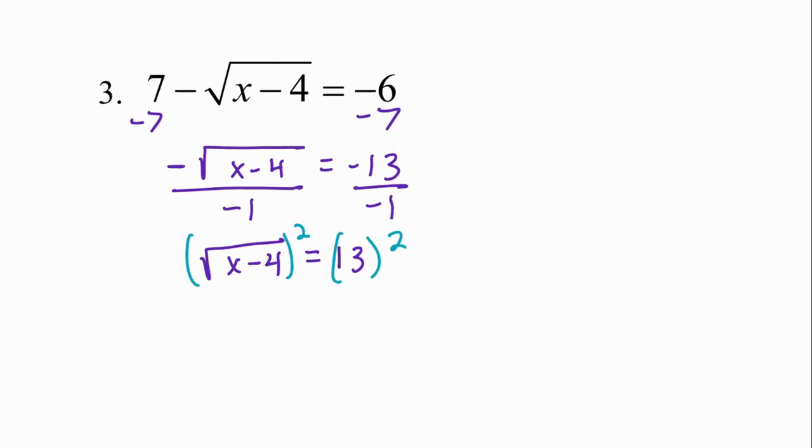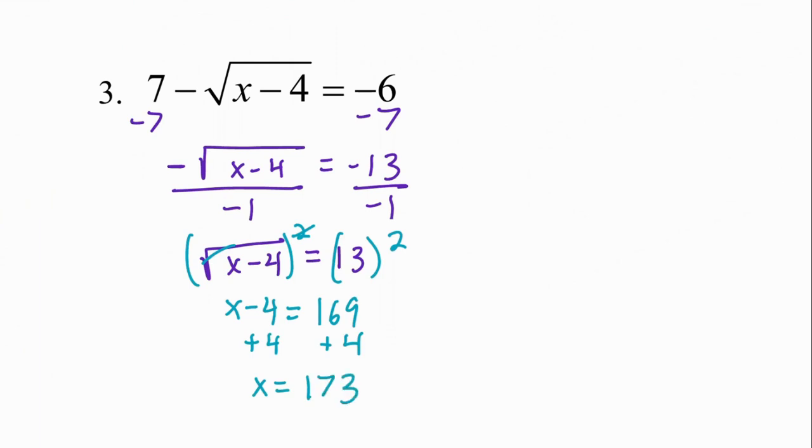So then again, to get rid of that square root, I'm going to square both sides. So the square root and the square will cancel. So I'll just get x minus 4. And from our list, 13 squared should be 169. So then I'll add 4 to both sides. And I'll get that x equals 173.